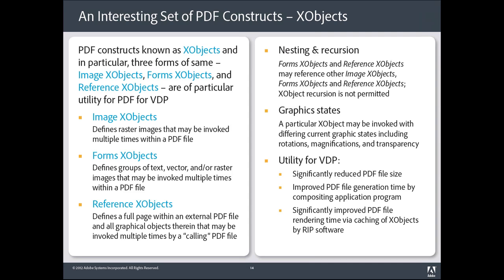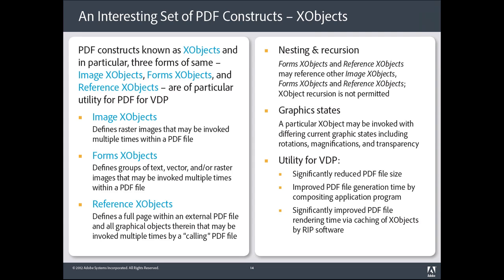So how might these be useful for VDP? Well, first of all, if I effectively invert a file, take everything that's common and define it as these XObjects, I can conceivably decrease the size of a file dramatically where there's a lot in common. Obviously it depends upon the particular job you're doing and how you're laying it out, but this could be rather good.